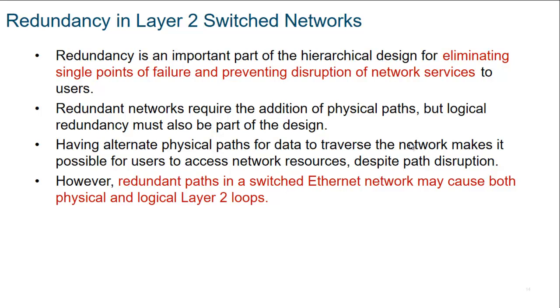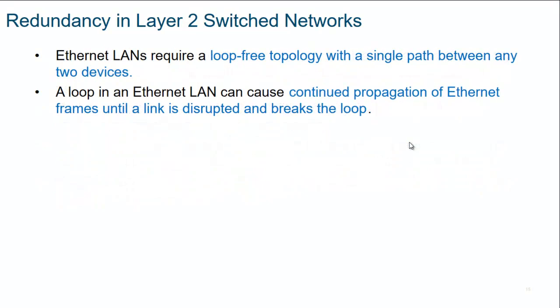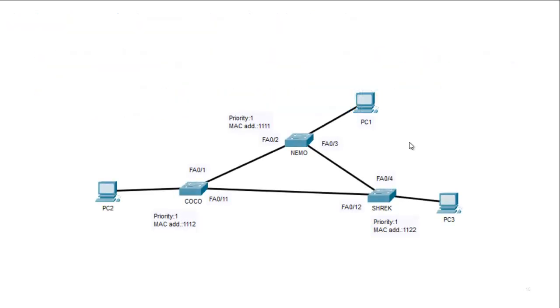However, redundant paths in a switched Ethernet network may cause both physical and logical layer 2 loops. Ethernet LAN requires a loop-free topology with a single path between any two devices. A loop in an Ethernet LAN can cause continued propagation of Ethernet frames until a link is disrupted and breaks the loop. Let's look at this for an example.